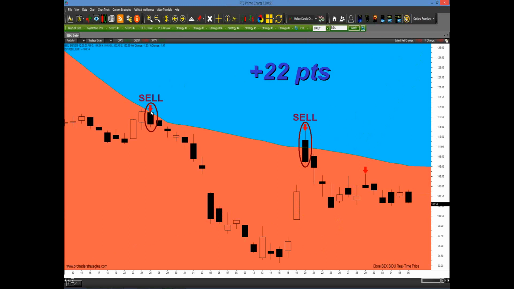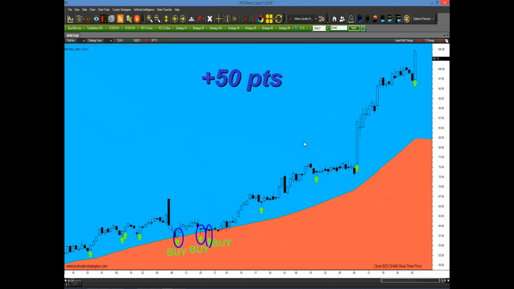Two sell signals generated here in BIDU, a sell signal here, another one here. Right at the very top of both of these little bounces could have potentially captured over 20 points. And then we look at SHAK. Remember, we said strategy number 4 generates a lot of signals, as you can see. If you want the high probability ones, they were right here. The 3 here touching the fluid buy sell line. If you had taken any one of these 3, potentially you could have captured 50 points in SHAK in the next month or 2.